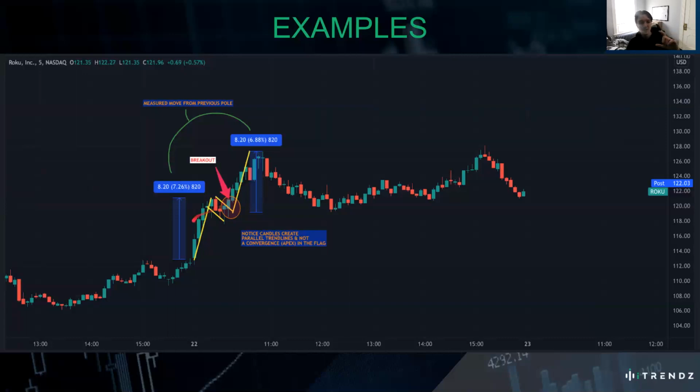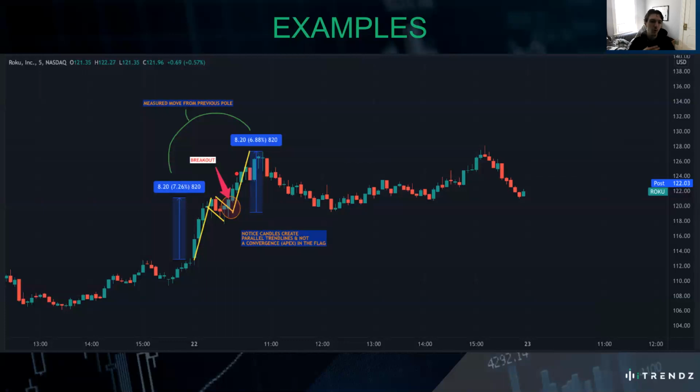So I actually took this trade. I had measured the extension. It was 7.26%. It didn't go exactly 7.26%, but it went 6.88%. I think I captured it up to this move right here, which would have been about 125. So it's a very nice trade, but it was very easily identifiable.